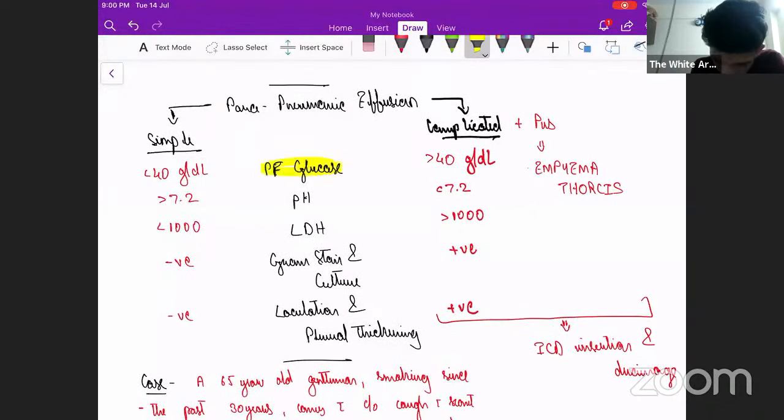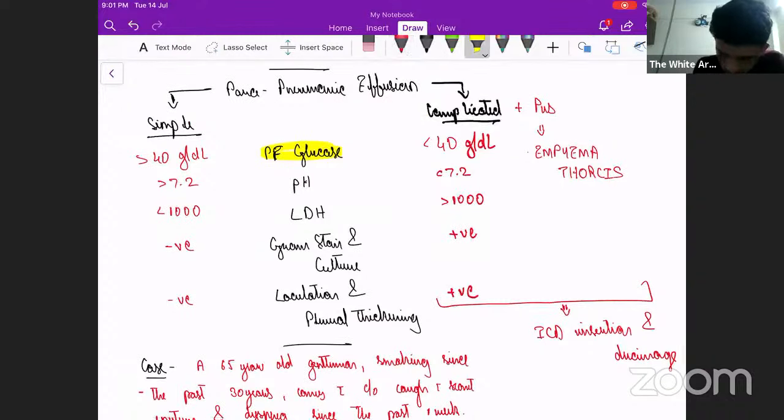Pleural fluid glucose, in complicated, it is less. I have put the arrow the other way. It is less than 40 mg per deciliter in complicated. In simple, it is greater, almost normal. Next is pH. pH will be normal in simple, and reduced in case of complicated. Next is LDH. It will usually be less than 1000 in simple, and more than 1000 in complicated.